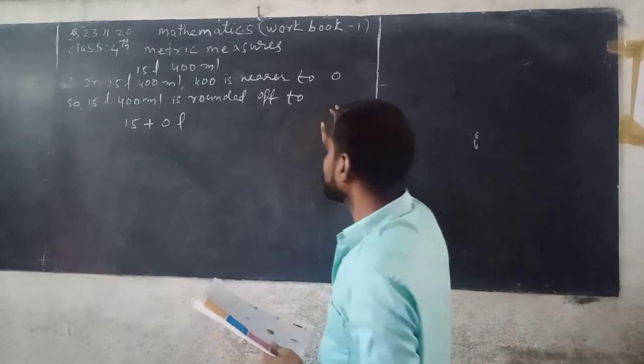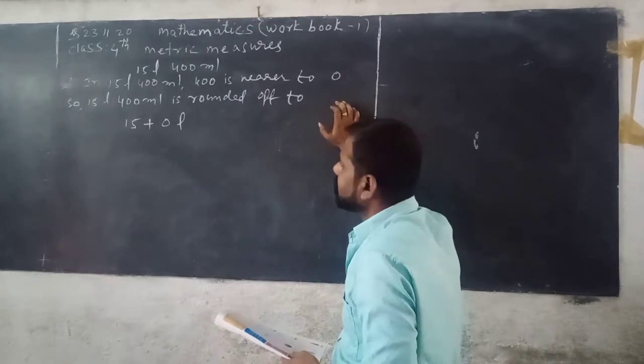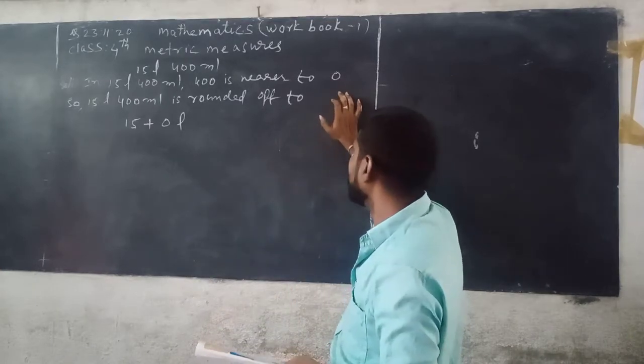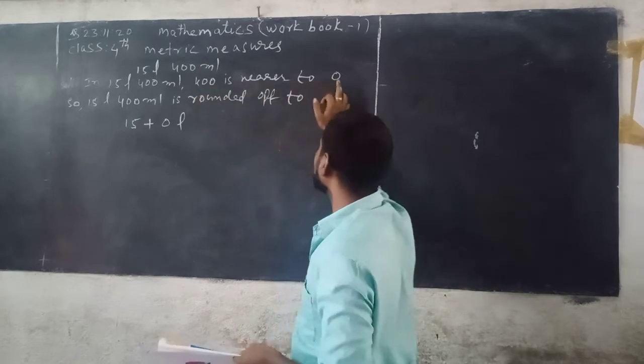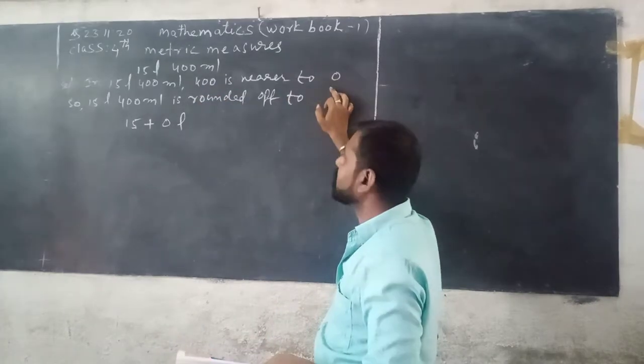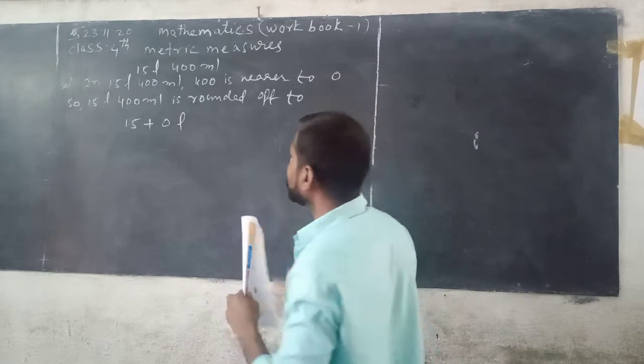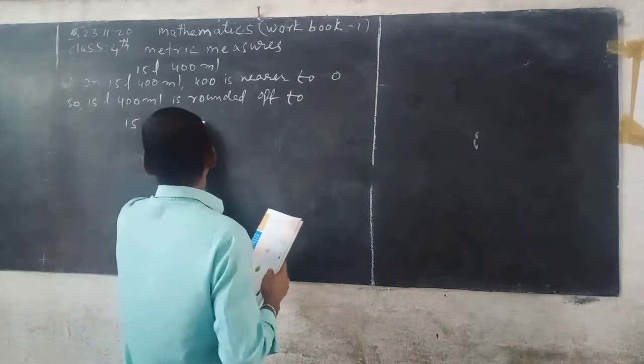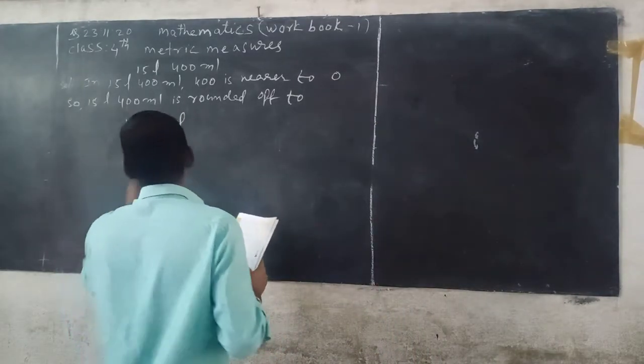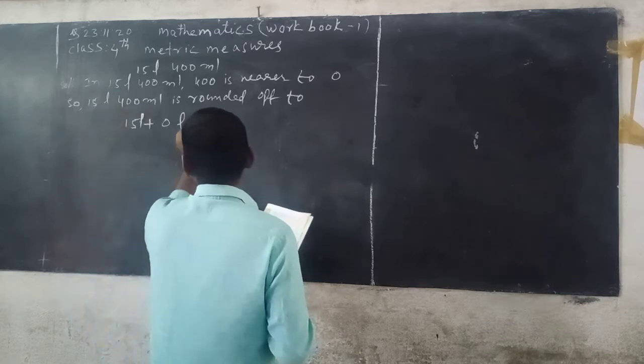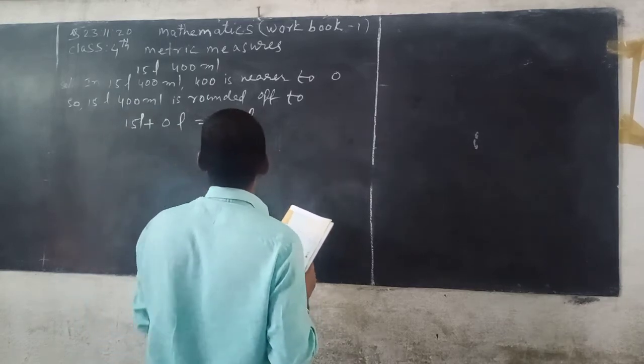So 1000 milliliter make 1 liter. So here 400 is nearer to 0 because 4 is less than 5. Now here 15 liter plus 0 liter is equal to 15 liters.